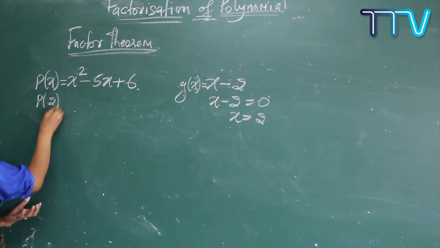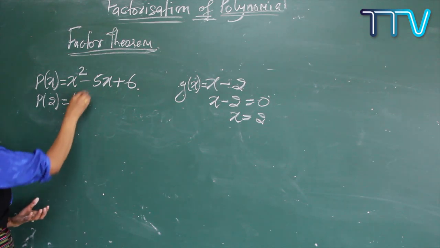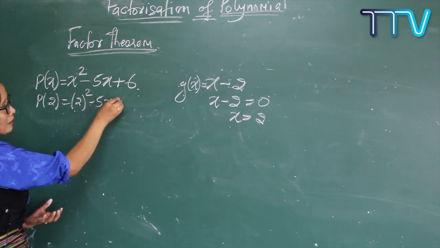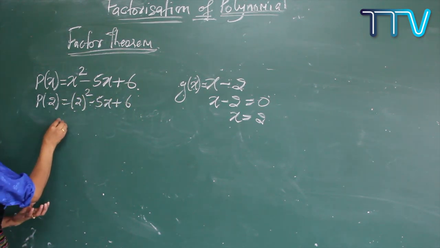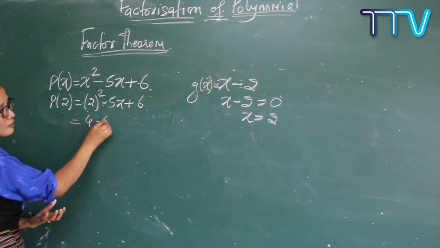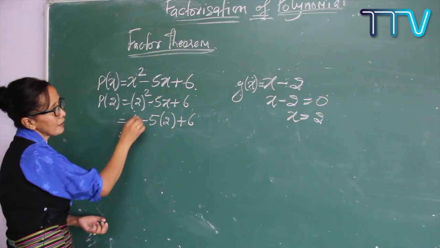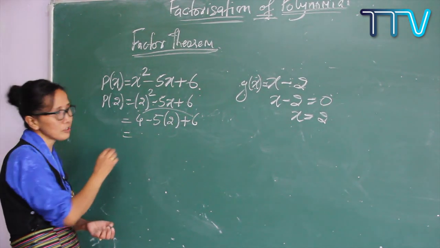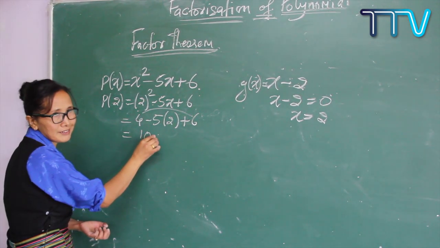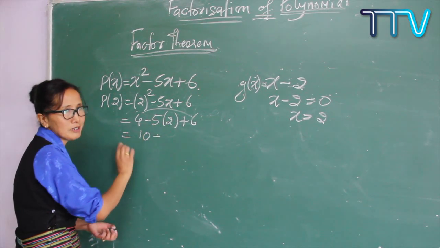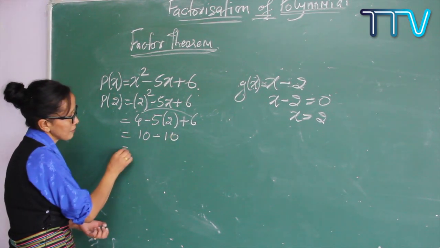When you put in 2, what is your answer? 2 squared minus 5x plus 6. You get it? So now here 2 twos are 4, minus 5 times 2, plus 6. So now add these up. Because these two are positive, when you add them up you are getting 10, minus 5 times 2, which is 10. So you are exactly getting 0.